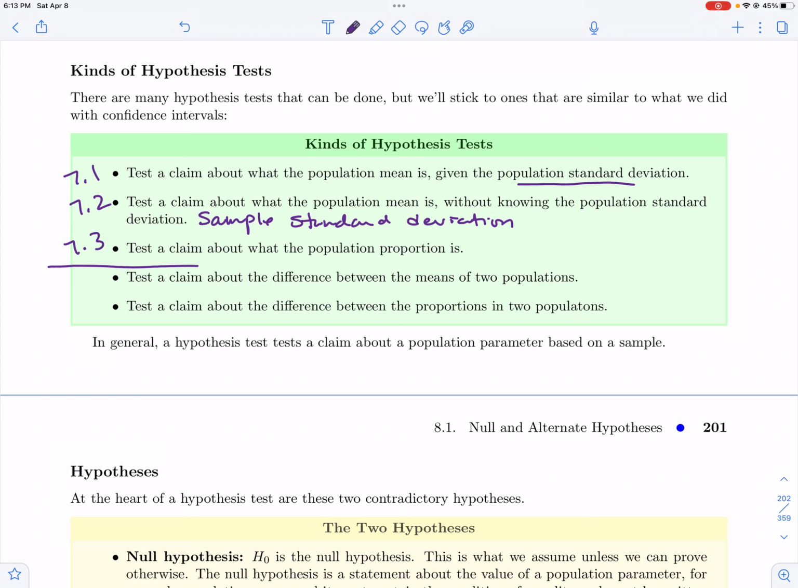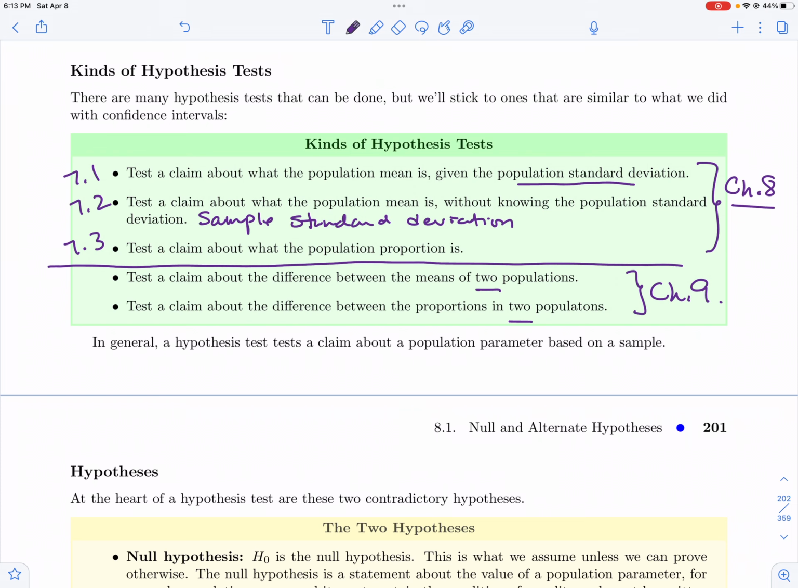These first three hypothesis tests are what we're going to be doing in this chapter, so these are all going to come from Chapter 8. These are all what are called one variable hypothesis tests. The next two are testing a claim about the difference between the means of two populations and the difference between the proportions in two populations. These are both two variable hypothesis tests, and they are going to live in Chapter 9. We'll get to those after we finish up Chapter 8.